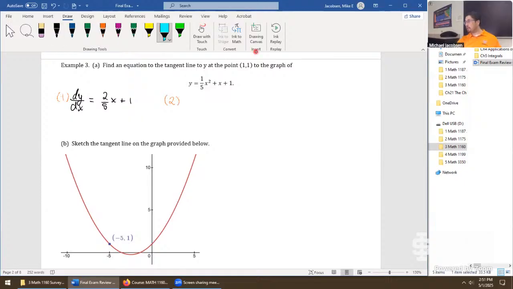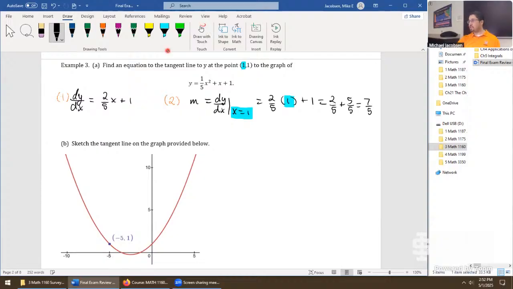Step 2, obtain the slope. And obtain the slope, always use the first coordinate. Even if it's a 1, 1, imagine the one you're using is the first coordinate right there. The slope m is going to be the derivative dy dx because it specifies the slope at all points. We just want the slope when x is 1 itself. That just means we're plugging a 1 right here. So we go 2/5. 1 gets thrown into this position. We have a fraction, slightly annoying, but we'll survive that. So 2/5 plus 5/5 gives us a slope 7/5.